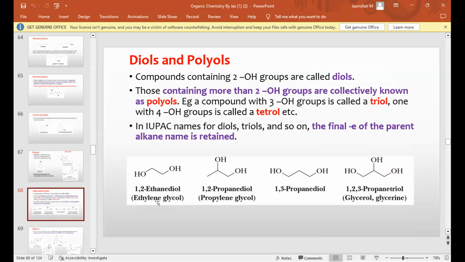So 1,2-ethanediol, and then we see compounds like this that have more than two OH groups. So 1, 2, 3, because we have carbon 1, carbon 2, and carbon 3. So 1,2,3-propanetriol, tri because we have 3 OH groups.